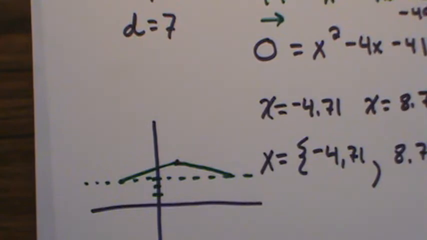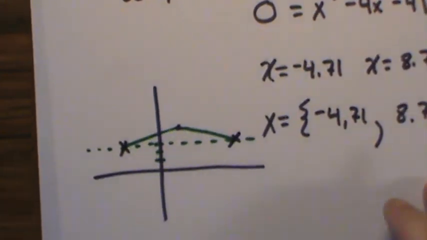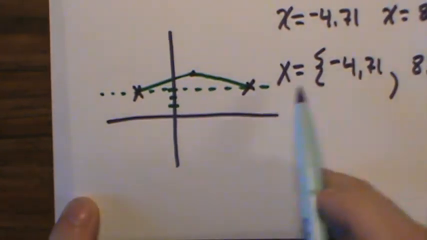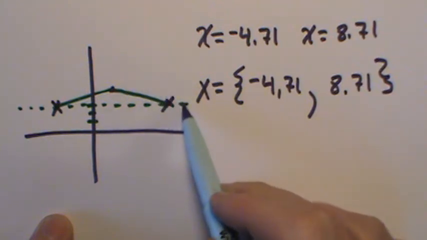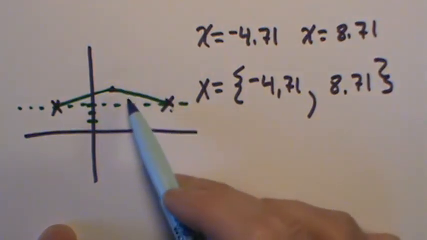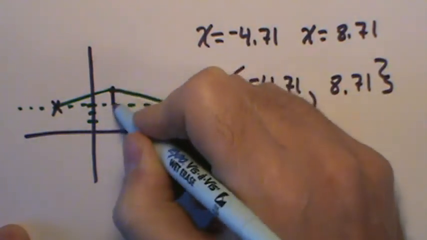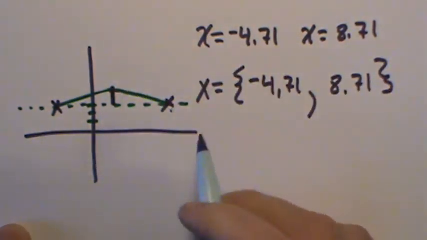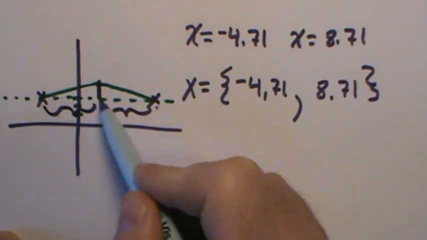And that's essentially what you're finding. And when you look at this, hopefully this makes sense. If it's telling me negative 4.71, that would be here, and 8.71, that would be over to the right. And both of those would have a distance of 7 units because the delta y has already been established. You just had to figure out this distance.